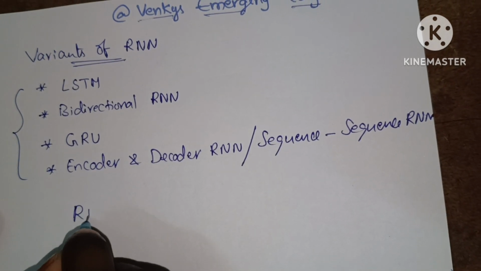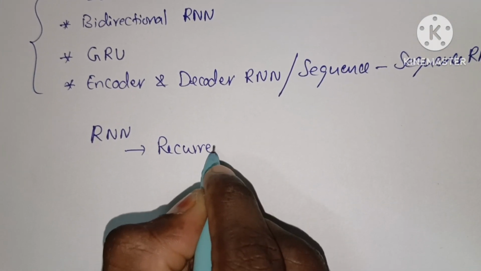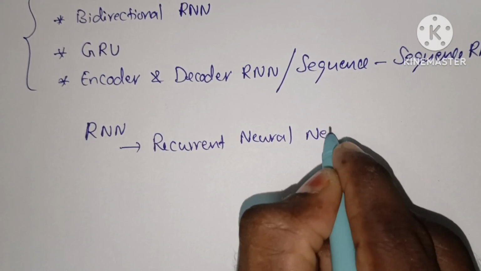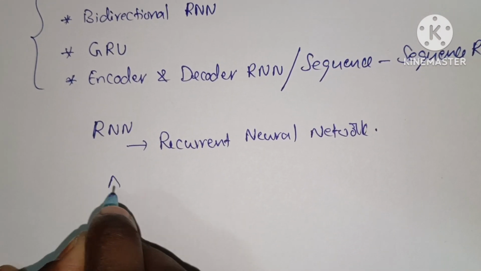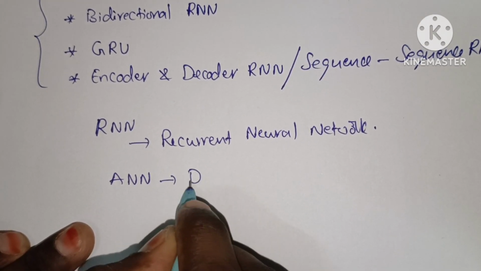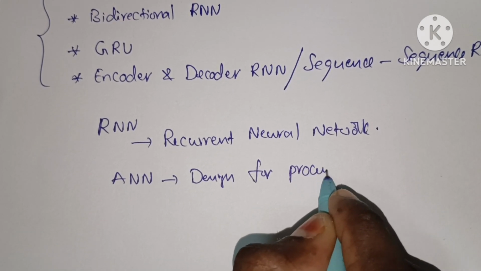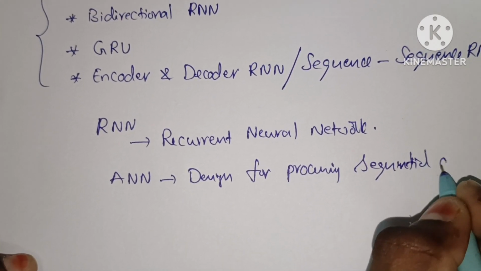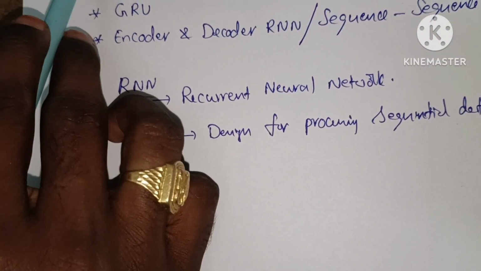First of all, what is RNN? RNN stands for recurrent neural network. It is a type of ANN. What is ANN? Artificial neural networks. It is designed for processing sequential data. Is it clear? That is RNN. Okay. What are the variants of RNN?